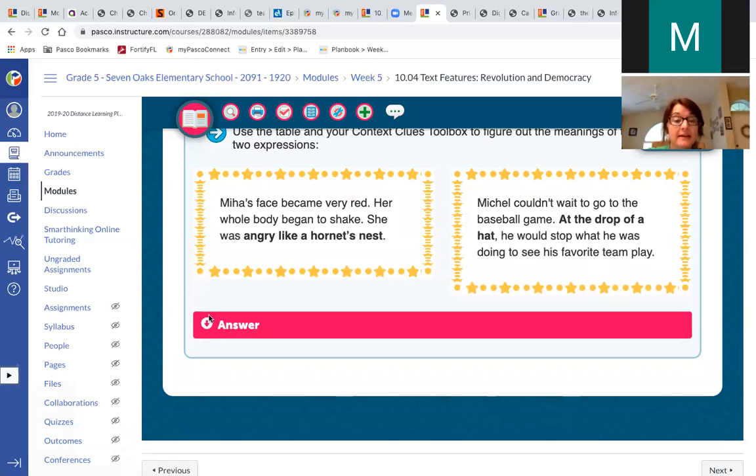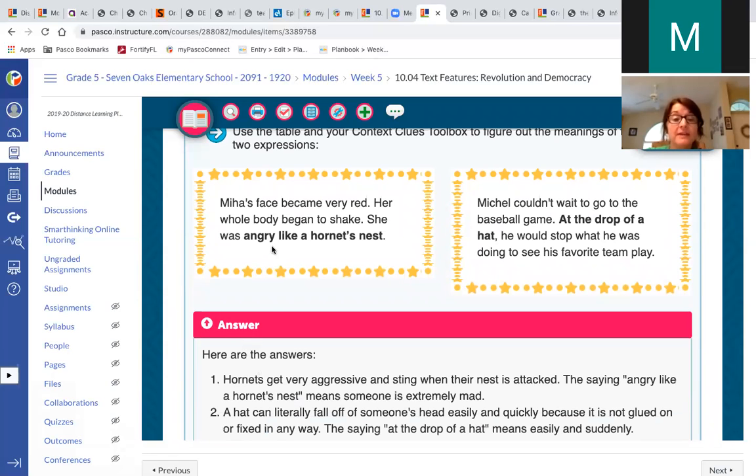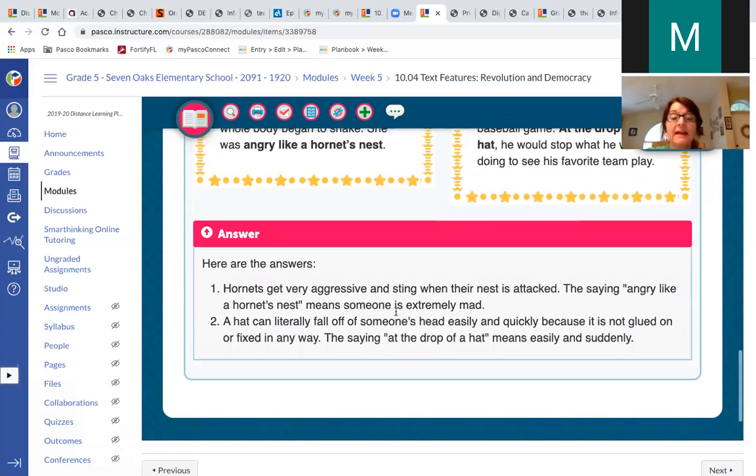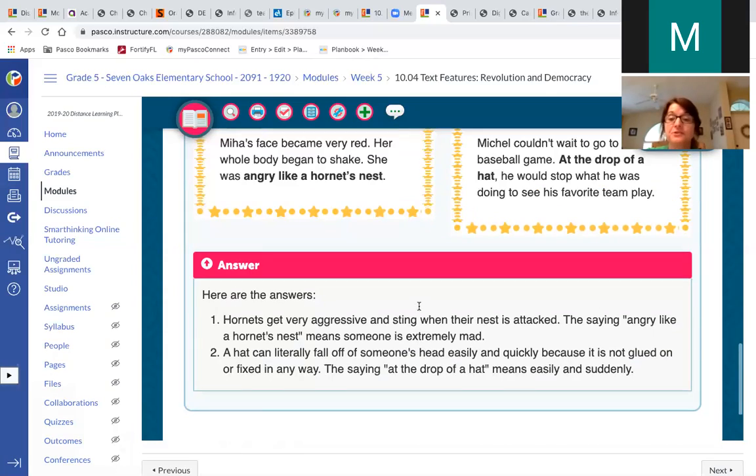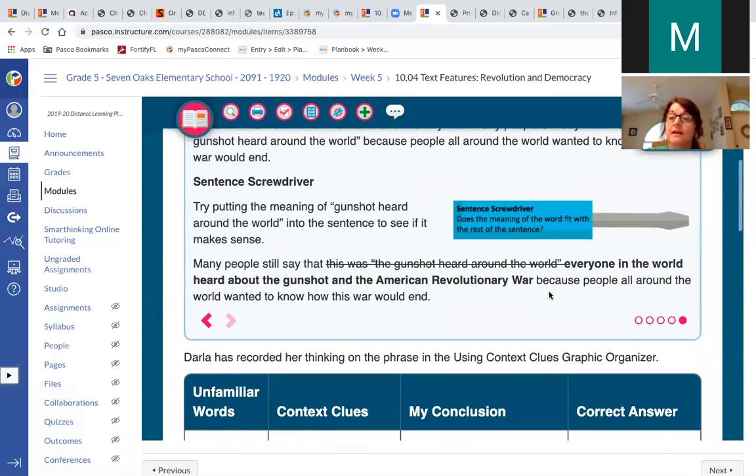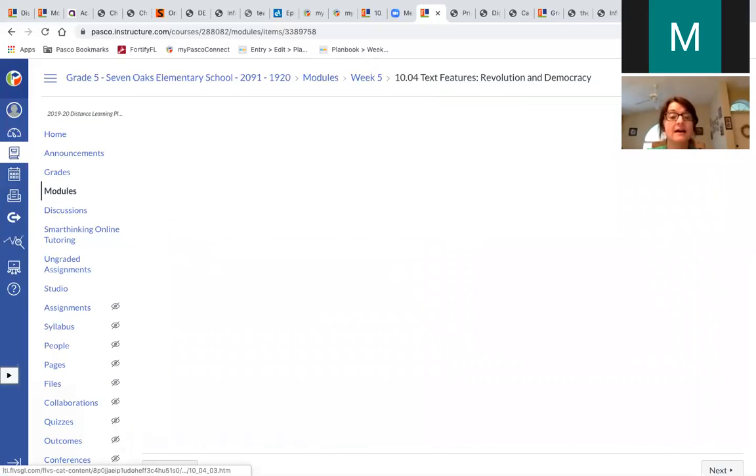All right, and then it'll go ahead and give you the answer here to the figurative language. Angry like a hornet's nest is one phrase of figurative language here, and at the drop of a hat. So as you read through, try to figure out what those mean, and then they'll give you the information there to help you better figure it out if you're still not sure. All right. I'm going to go ahead and go to the next slide.